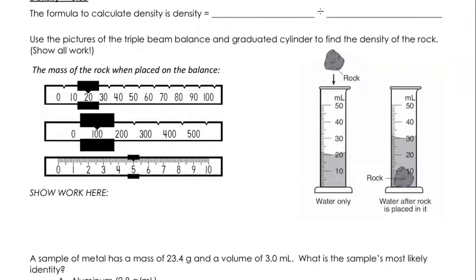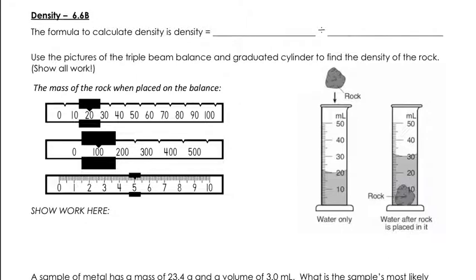And then the last section is on density. You've got a formula chart in your notebook. You also have one attached to your test that you took on Tuesday and Wednesday on your formula sheet. So make sure that you've got the right formula for density and you know how to manipulate that formula. This is going to be practice using a graduated cylinder and a triple beam balance.